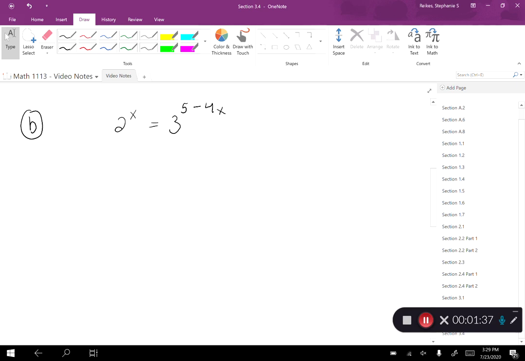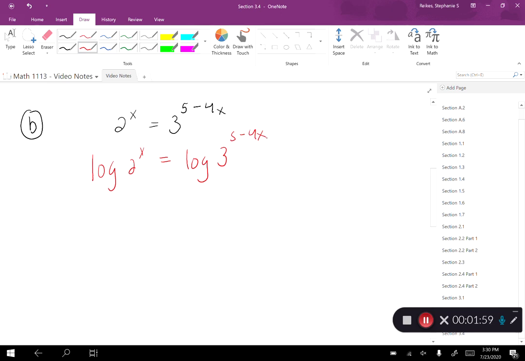The only way I can remove x from the exponent position is using my log rule, specifically the power rule, which I covered in the last section. So, in order to use that rule, I need to have log in my problem. So, first thing I'm going to do is log both sides of my equal sign.